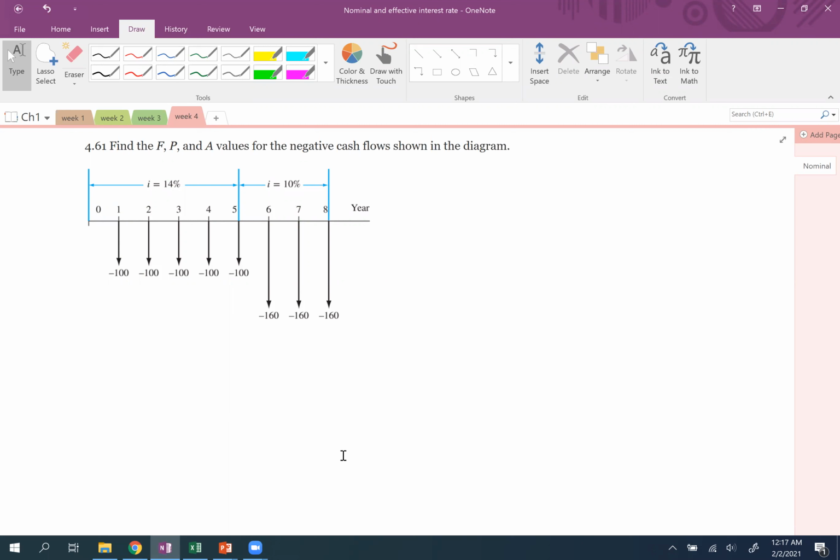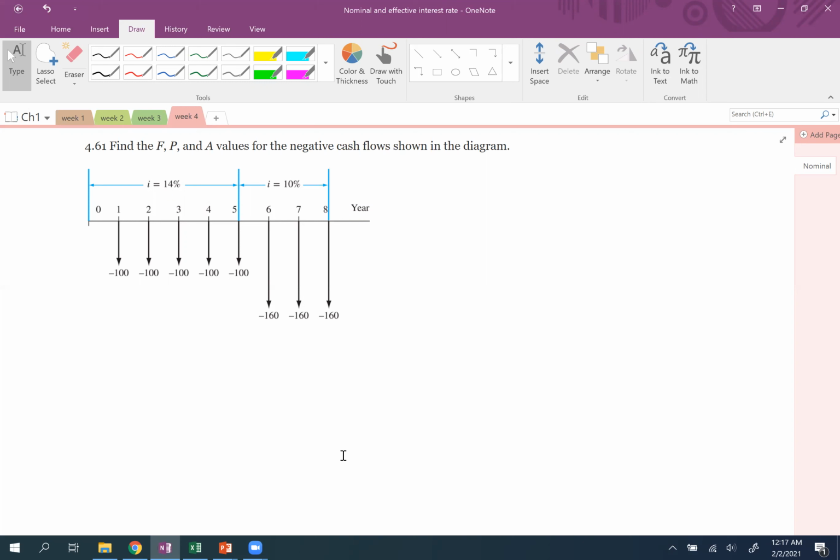So let's say I have a cash flow diagram given like this. It starts from time 0 to 8, and from 1 to 5 I have equal amounts of, let's say, payments of $100 at an interest rate of 14%, and from 6 to 8 the interest rate is 10%.